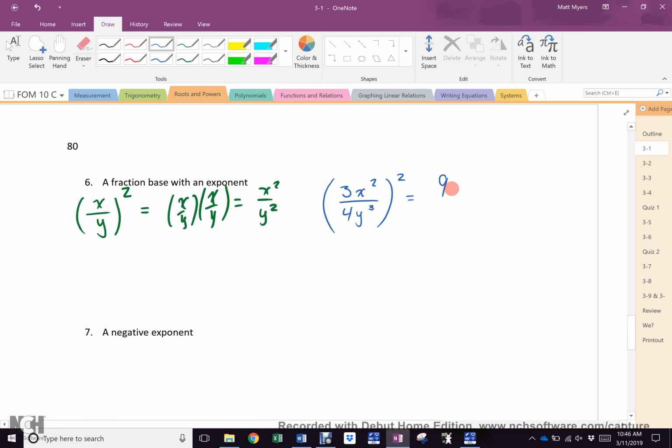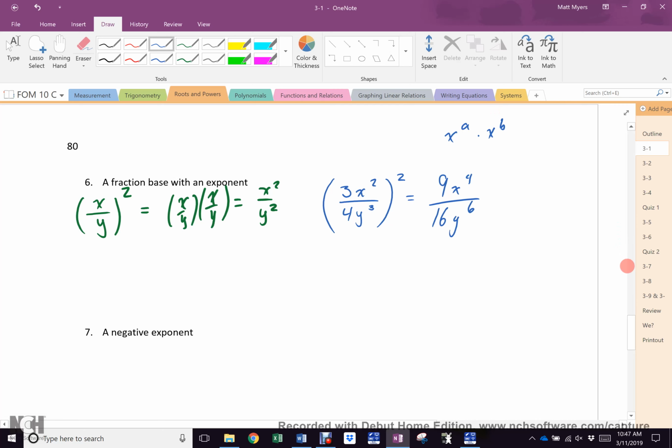I would have 9x to the 4th 16y 6th. Is everybody cool? Please notice that every law just piles on to the previous one. Basically, if you understand the very first one, which is x^a times x^b, if you recognize that's adding, everything else comes from that, doesn't it? Right? Everybody is good to law 6, yes?